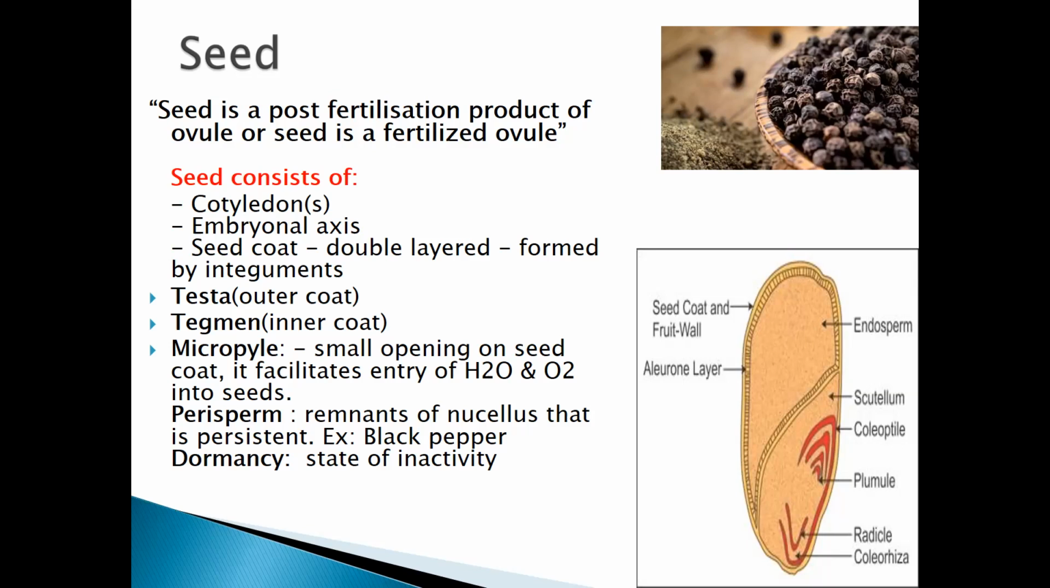Whereas in the dormant seed, it becomes dormant because it adapts itself in the unfavorable conditions to remain inactive. Whereas in the favorable conditions it becomes active. It has this transmission of the water and oxygen, and it grows, it germinates. So these are the different parts and the different functions of the seed. And seed is nothing but a post-fertilization product of the ovule. That is, the ovule develops into seed, or the seed is a fertilized ovule.